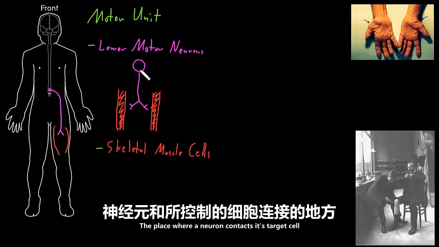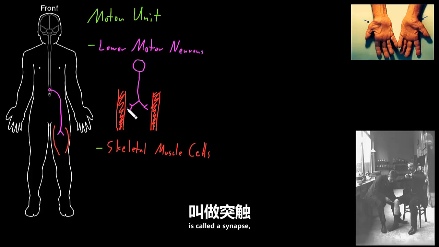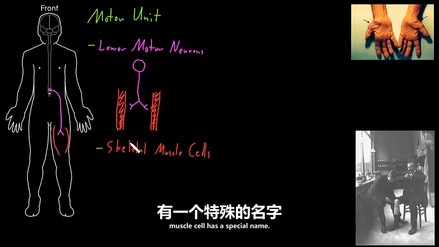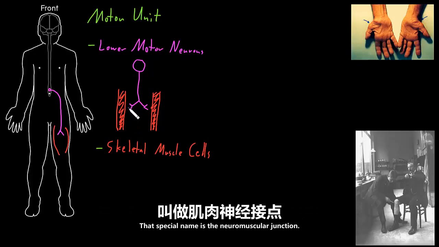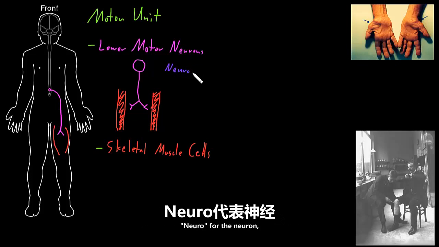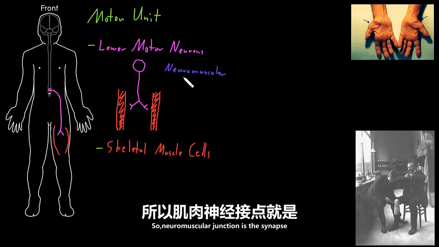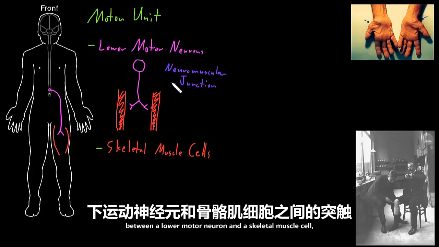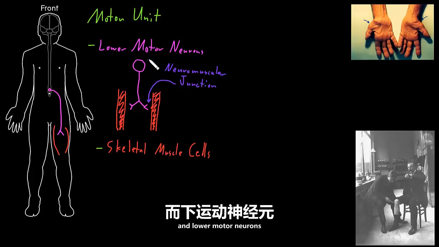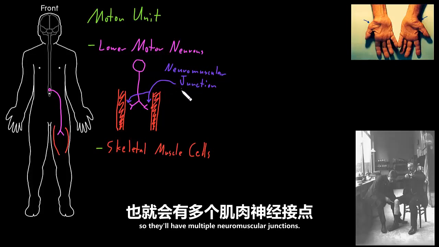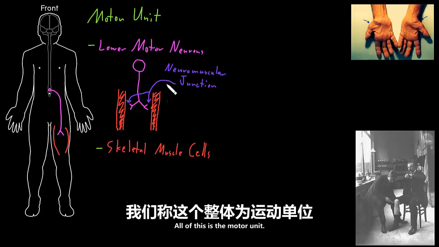Now the place where a neuron contacts its target cell is called a synapse, but this synapse between a lower motor neuron and a skeletal muscle cell has a special name, and that special name is the neuromuscular junction. Neuro for the neuron and muscular for the muscle cell. So neuromuscular junction is the synapse between a lower motor neuron and a skeletal muscle cell. And lower motor neurons will usually synapse with multiple skeletal muscle cells, so they'll have multiple neuromuscular junctions. And all of this is the motor unit.